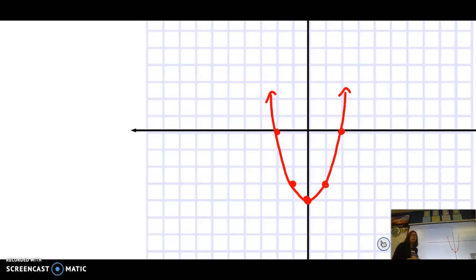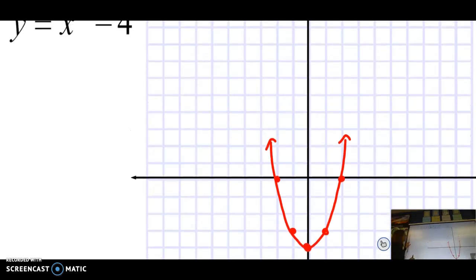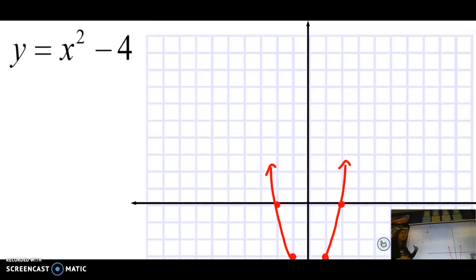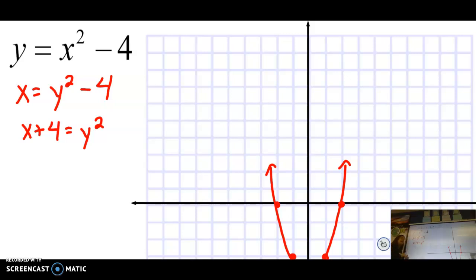So now what I'm going to do is switch the x and the y and try to get the equation for the inverse. So switch my x and my y. First thing you're going to do is get that y squared by itself. So get the squared thing alone. Anything on the outside you're going to deal with first. So I am going to add the 4 to the other side. And then I need to take a square root of both sides. So I'm going to square root both sides.